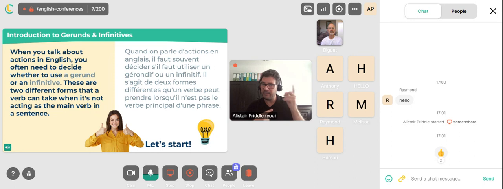So once again, have a listen. When you talk about actions in English, you often need to decide whether to use a gerund or an infinitive. These are two different forms that a verb can take when it is not acting as the main verb in a sentence. Okay, let us continue.